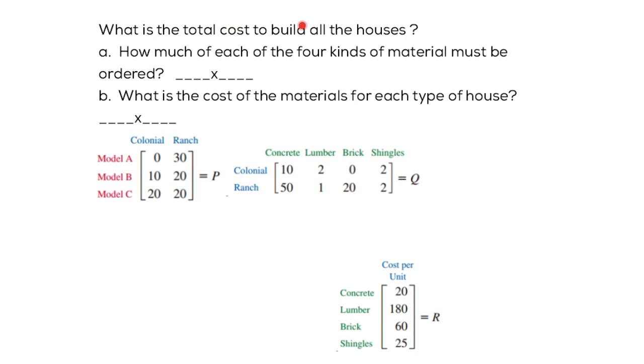So yes, the question is, what's the total house cost to build all 100 houses? So first of all, he's going to figure out how much of each of the 4 kinds of material must be ordered. So we've got the 4 kinds of material, and we want to know how much he has to order. So you're going to multiply 2 of these matrices together. Do you know which 2 matrices to multiply? Well, it's all the houses and all the equipment needed. It's not talking about money yet, so we're not using matrix R. So we're going to multiply these 2 matrices.